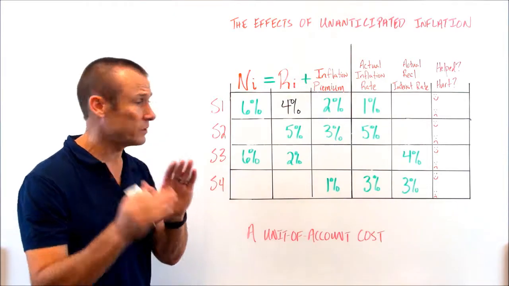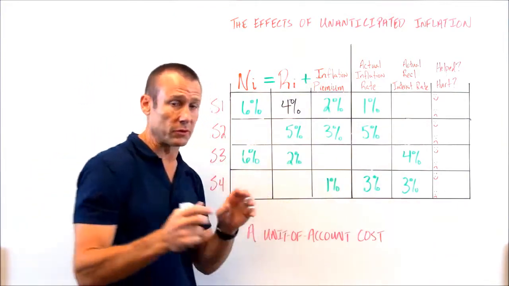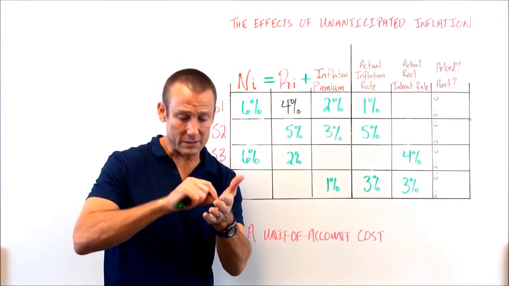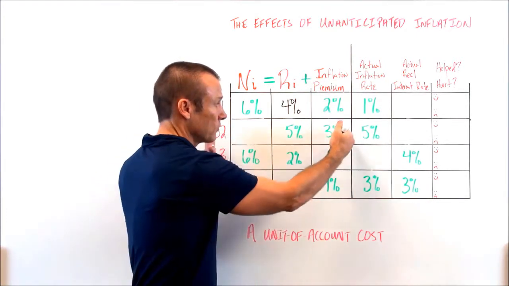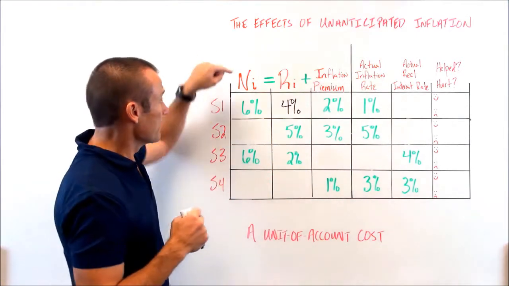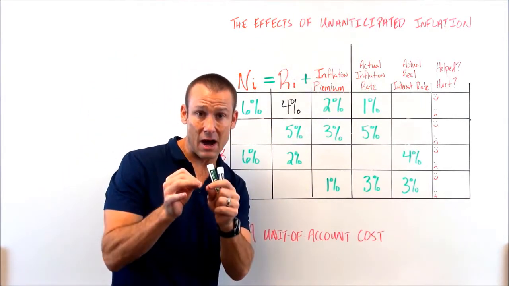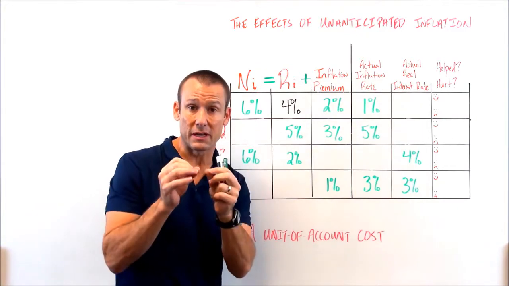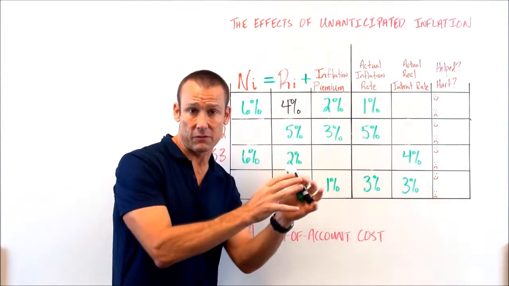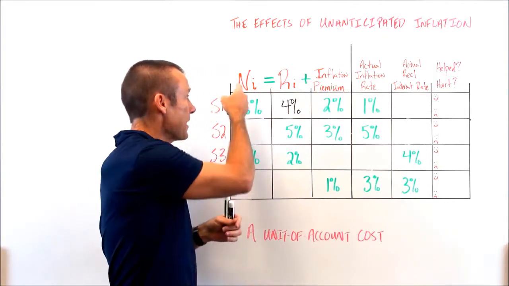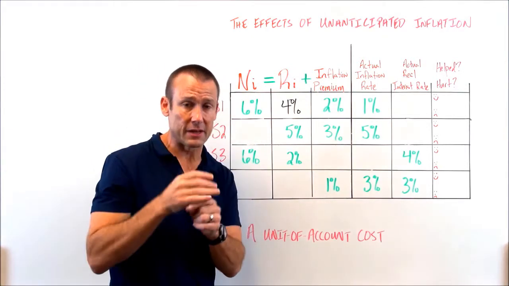So the first thing is I want you to get your head around these first 3 columns, okay? This is what's set at the beginning of the loan. When we sign the loan contract, this is what we have set. The nominal interest rate is telling us the percent increase in dollars the lender is going to receive, the percent increase in dollars the borrower is going to have to pay. This is all about dollars. When you hear nominal, you should think dollars. That's what we're setting. That's what's printed on the debt contract.